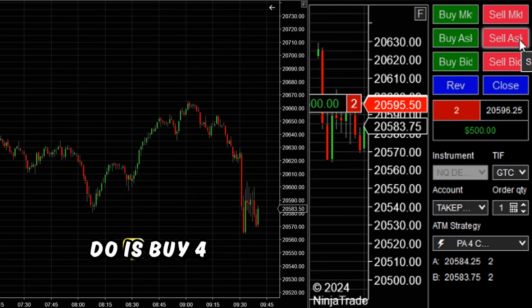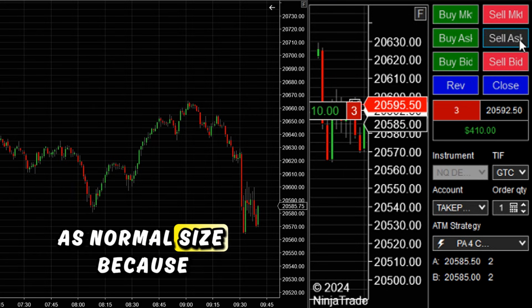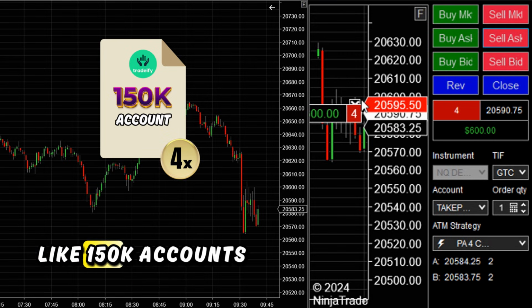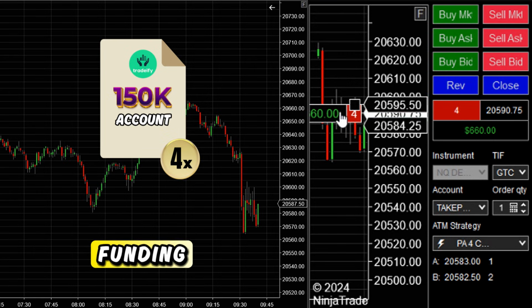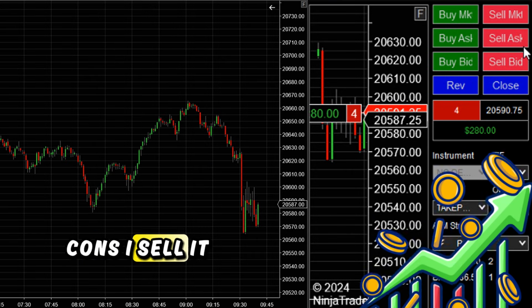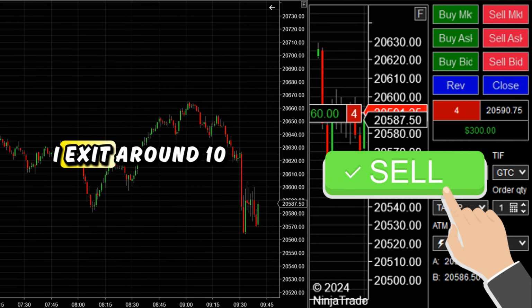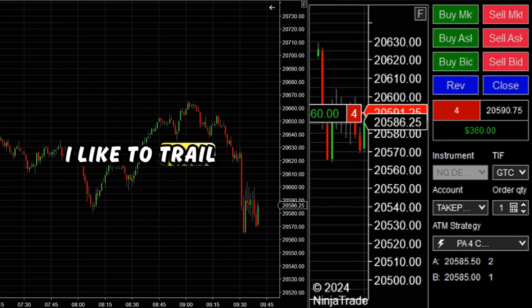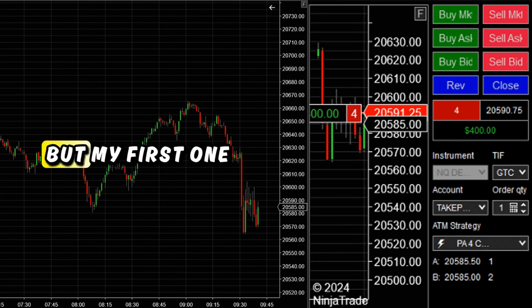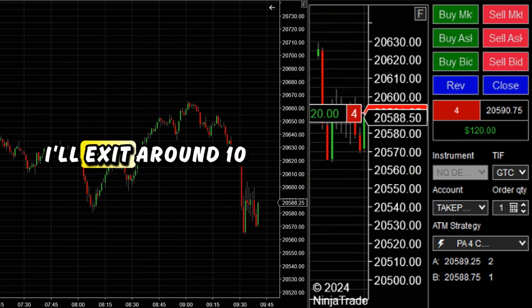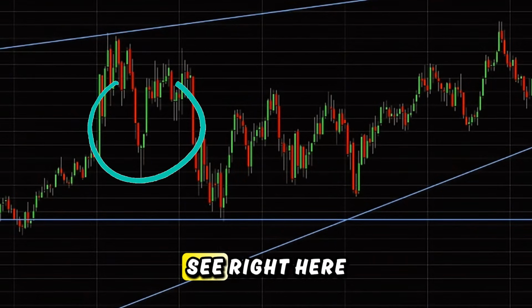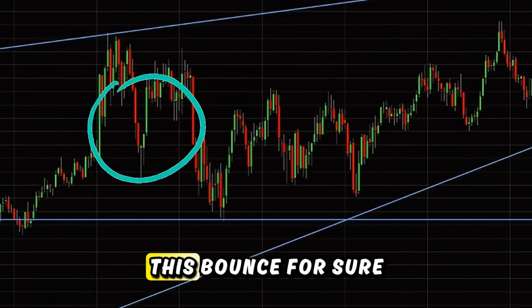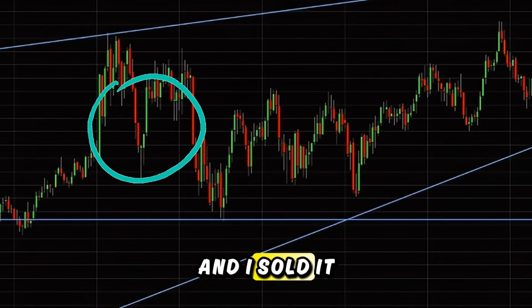What I like to do is buy 4 contracts as normal size because I trade big accounts like 150K accounts at Tradeify Instant Funding. So I do 4 cons, I sell it on the way up. If I'm dipping it, I exit around 10, 15, 20, 25, and 30 points. I like to trail the last contract for maximum gain, but my first 1 to 2 contracts, I'll exit around 10 to 20 points. And as you can see right here, this morning, I played this bounce for sure. I bought the sweep and I sold it on the way up.